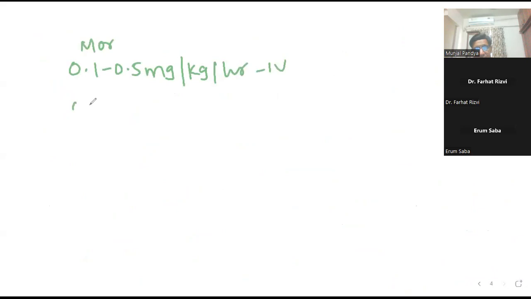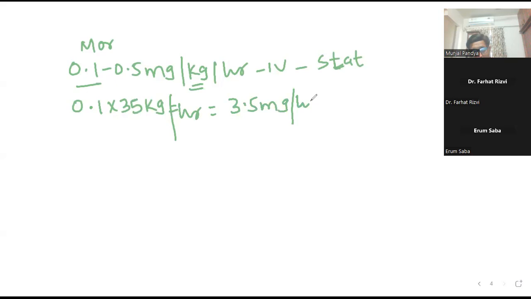Initially, sir, I will give the stat dose, like the bolus stat IV dose. Right, so no problem. I'll write down. So 0.1 multiplied by 35 kg per hour. So here it comes to 3.5 milligram per hour I will give, right?